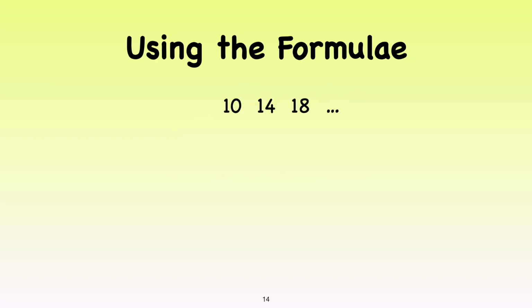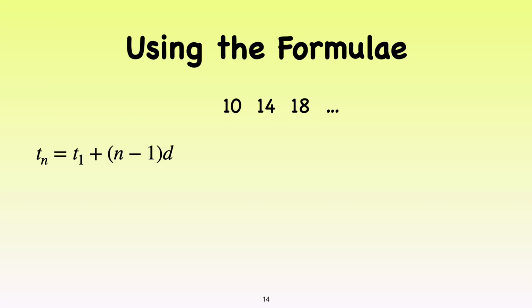Here's an arithmetic sequence. Can you tell from the first three terms that it's an arithmetic sequence? The difference between the terms is 4. Let's find the sum of the first 6 terms. So first of all, we need to know what the 6th term is.